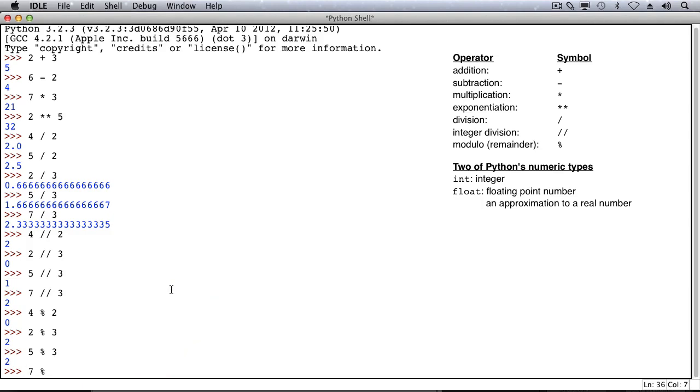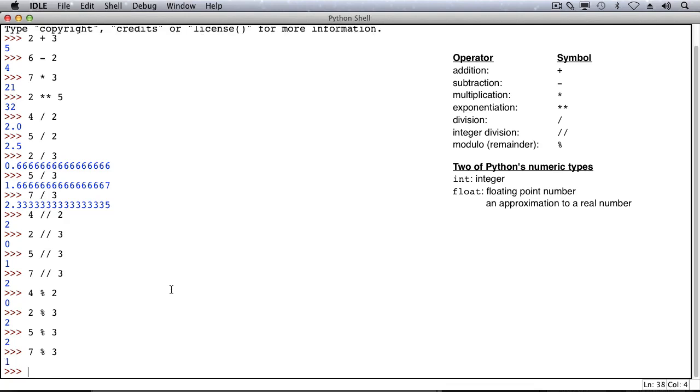So when we do 7 mod 3, we get a 1, because that expression could be rewritten as 2 1/3. We get that 1. Now that we've worked with these operators separately, let's combine them into expressions. We'll add 3 to 4 and subtract 5. And the operations are applied from left to right. 3 is added to 4, and then 5 is subtracted from that result.